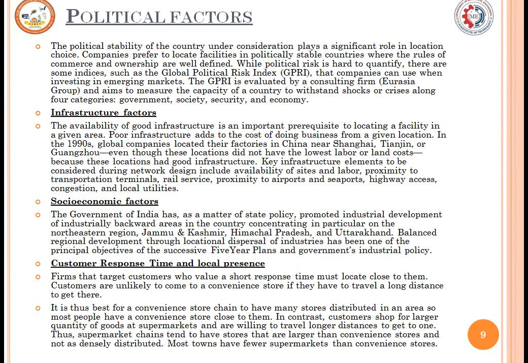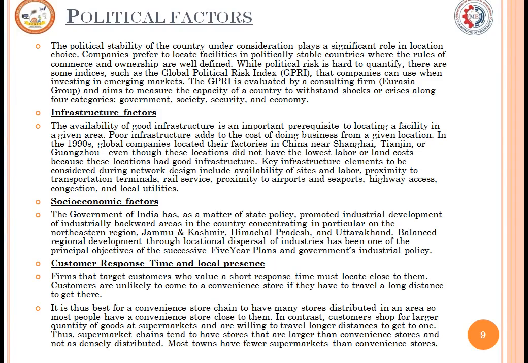Socio-economic factors also play a very important role. Whatever we develop, the people of that state or country must be able to use the products, so that is also a concern. Customer response time and local presence are also important. A firm whose target customers value a short response time must locate close to them.